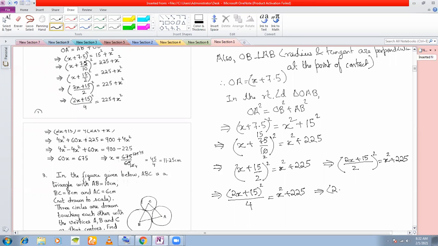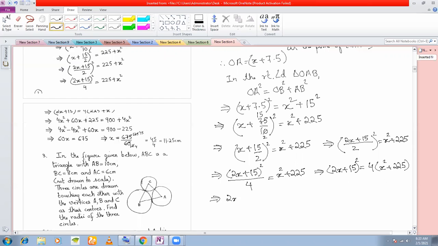Now cross multiply. (2x plus 15) whole square must be equal to 4 times (x square plus 225). Okay, so that means now you expand the left hand side by the (a plus b) whole square formula.